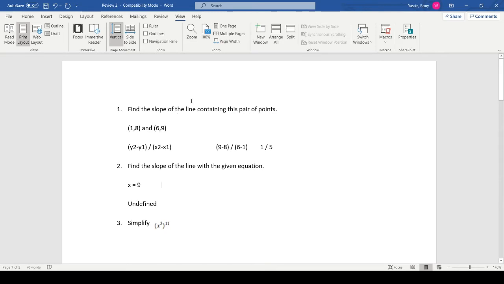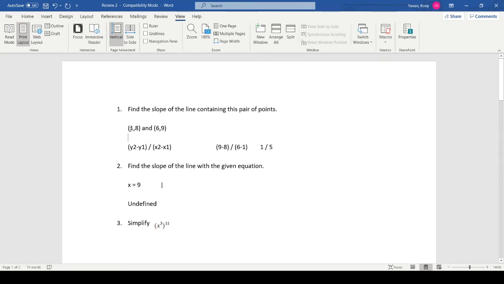This question just asks, find the slope of the line with these pair of points. So you have 1, 8, and 6, 9. Remember, when you're doing slope, you assign x1 and y1 to one pair, and x2 and y2 to the other pair, because we're trying to use the slope formula. Just make either of these x1, y1, and the one you didn't pick x2, y2.